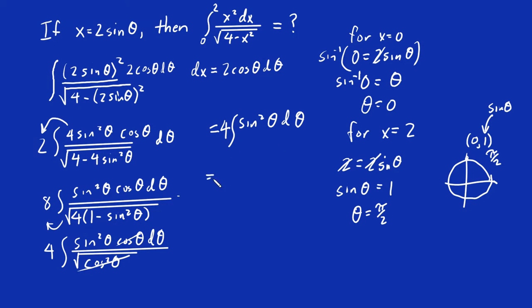So our final answer is equal to 4 times the integral from 0 to pi over 2 of sine squared theta d theta.